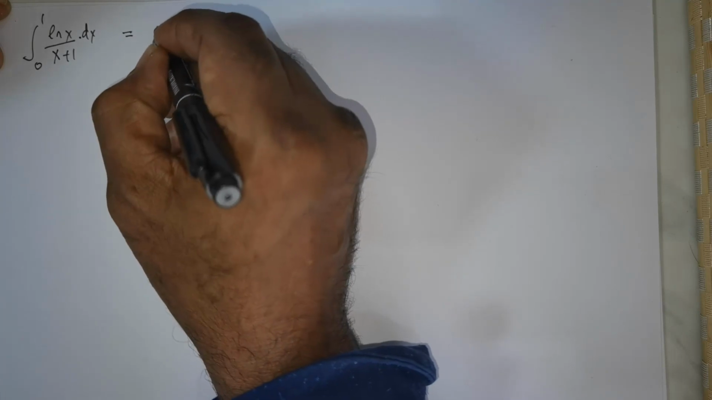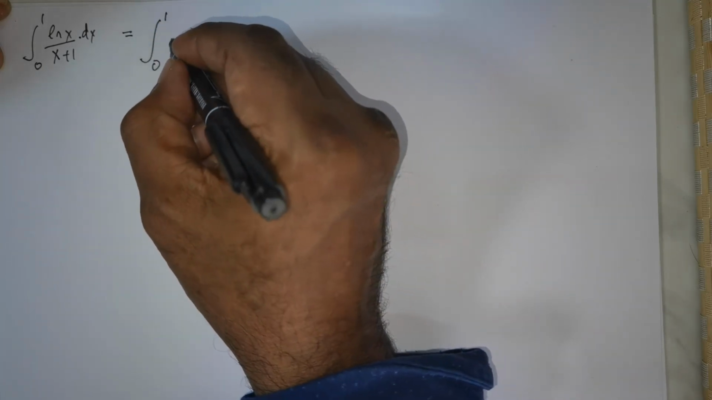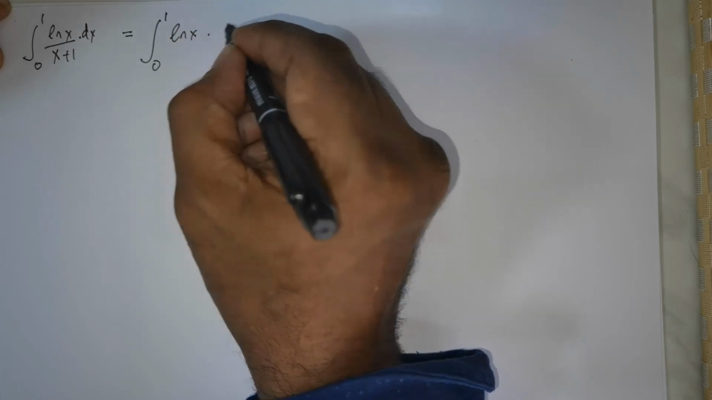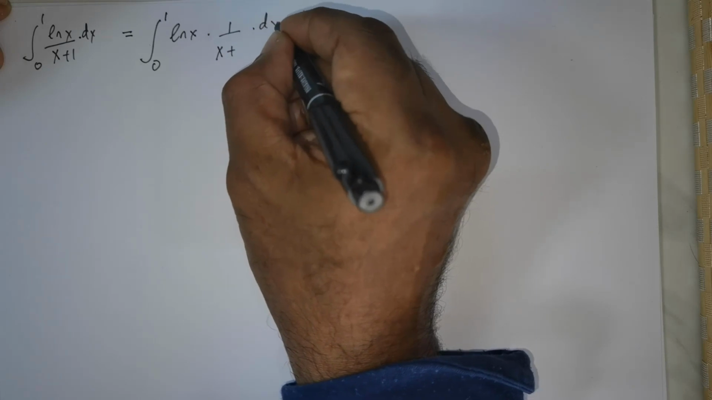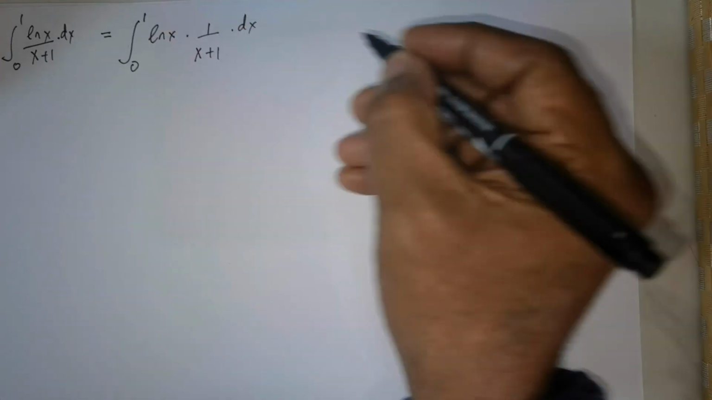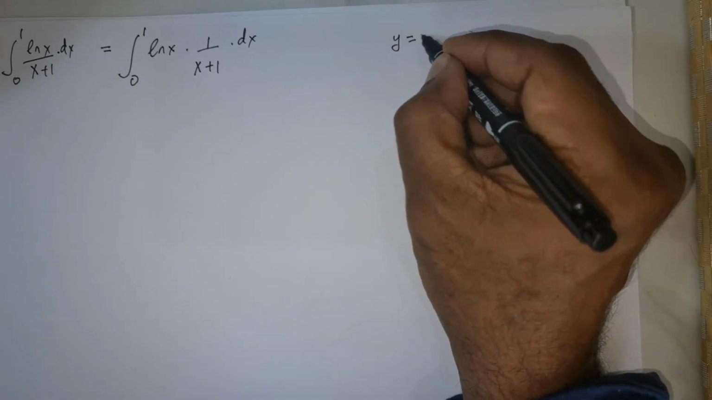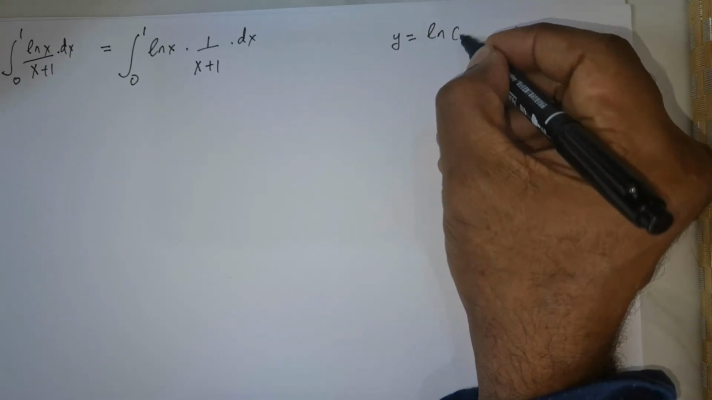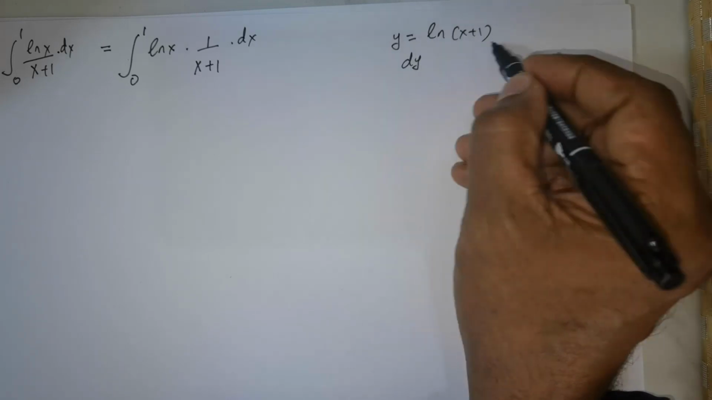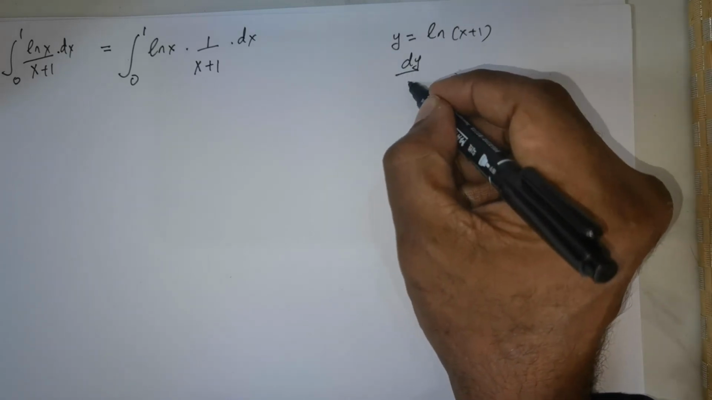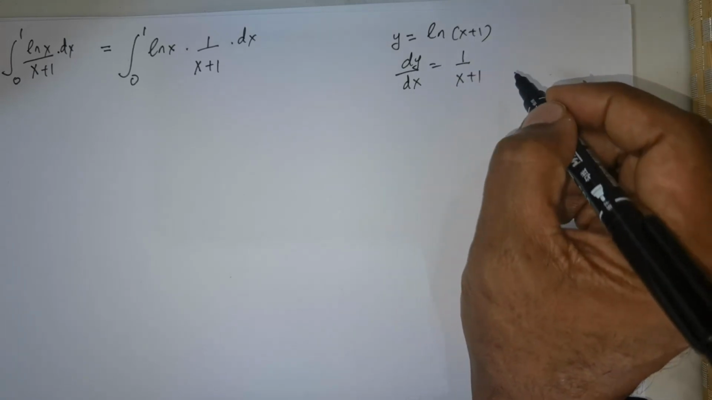Now this can be rewritten as the integral from 0 to 1 of ln x times 1 over (x + 1) dx. Now if you were to take y equal to ln of (x + 1), then if we were to differentiate this, dy over dx will give us 1 over (x + 1).